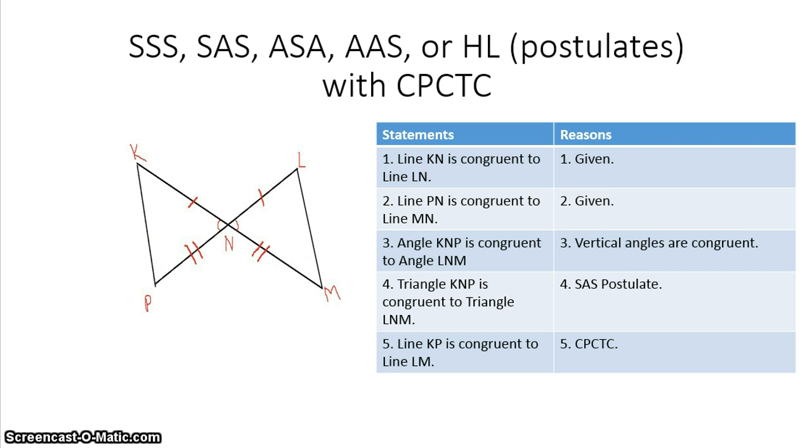And finally I stated what we needed to prove, and that is that line KP is congruent to line LM, and we know that because of the CPCTC postulate. And these sides are corresponding, so they are congruent.